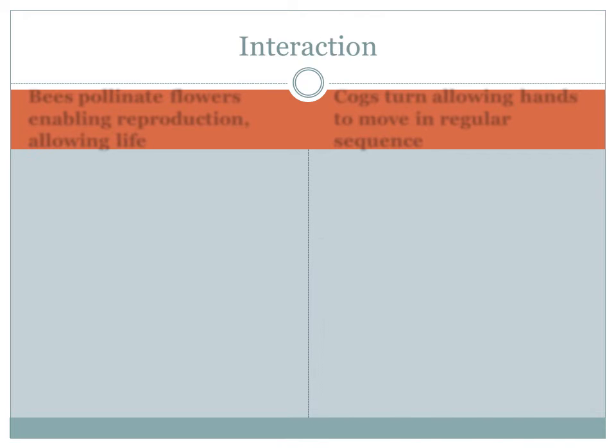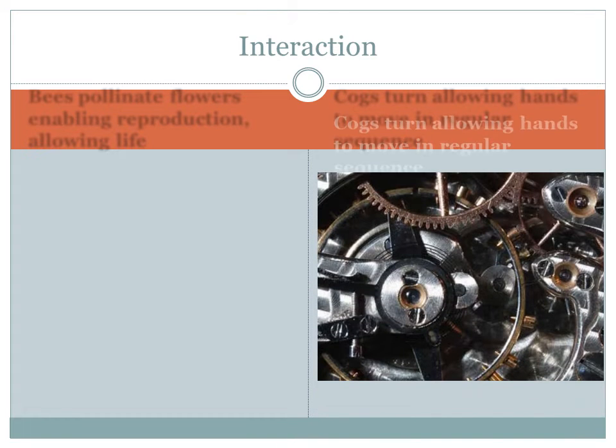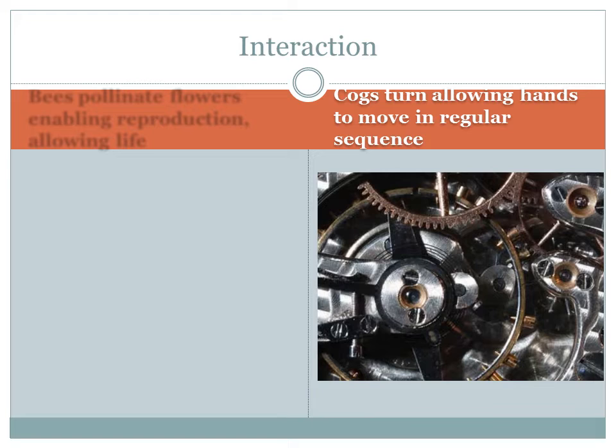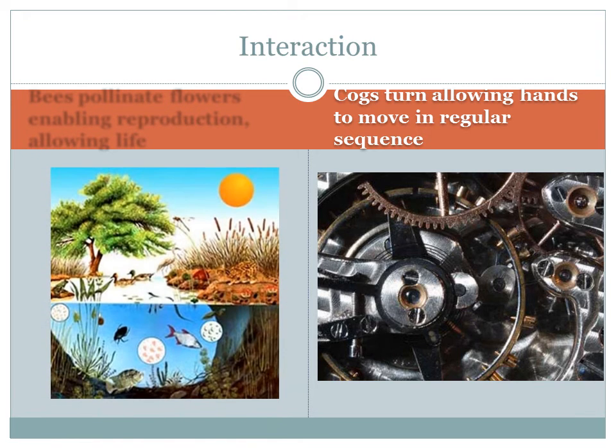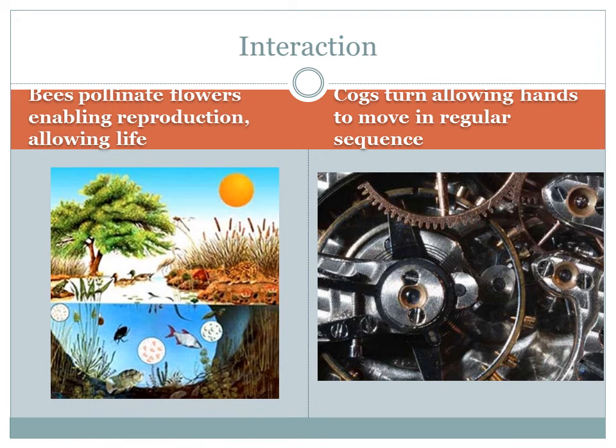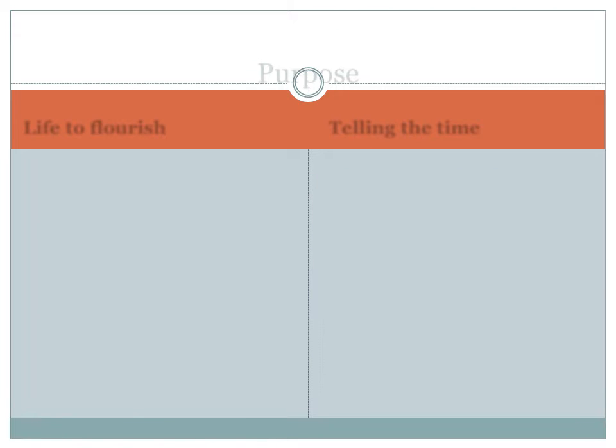And within this complexity, there's also interaction between the parts. So for the watch, the cogs turn, allowing the hands to move in a regular sequence. Each part does not exist completely in isolation. They all work together. And equally, in ecosystems within the world, there is also an interaction between the parts. We might say that bees pollinate flowers, enabling reproduction, which allows life, and all the different parts fit together. If one part were to be eliminated, then the whole structure would fail.